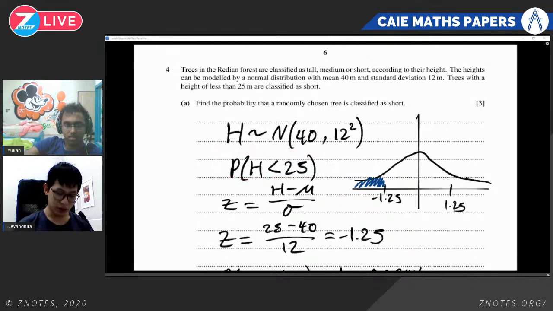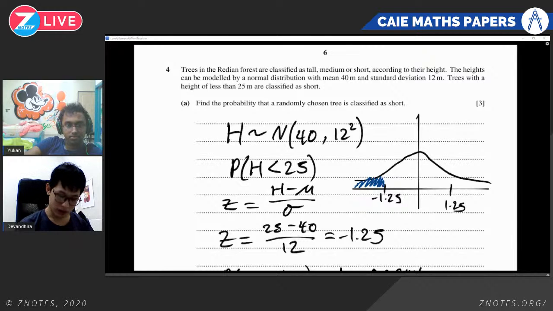So the first step when you do this kind of question is always to standardize. There are so many kinds of normal distribution with different means and different standard deviations, and that's why we want to standardize it. Standardizing means that we convert all those different normal distributions to what we know, which is when the mean is 0 and the standard deviation is 1, right?